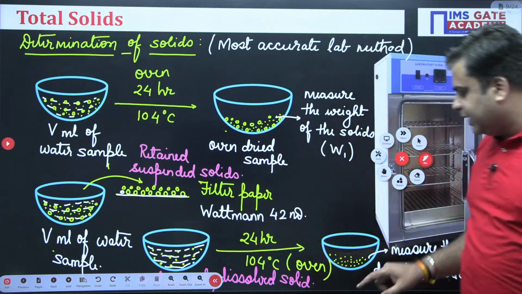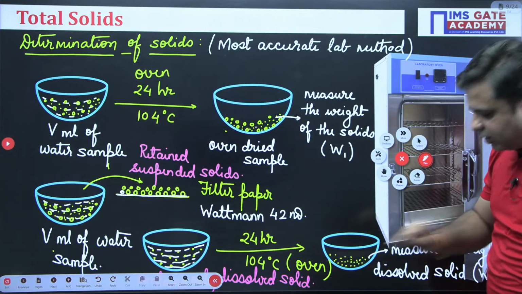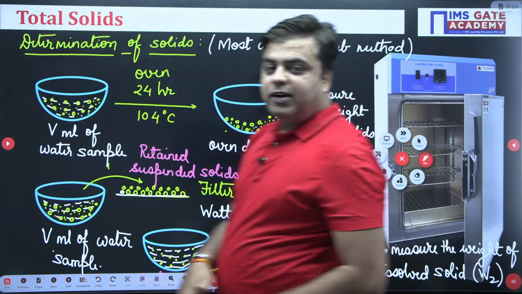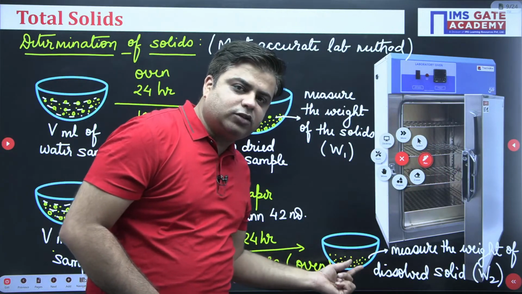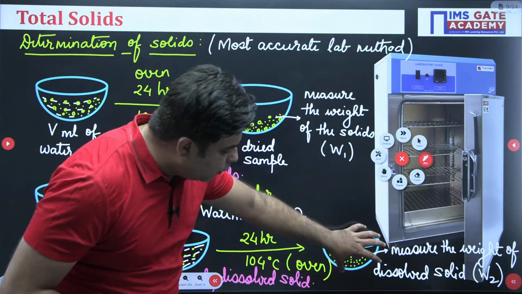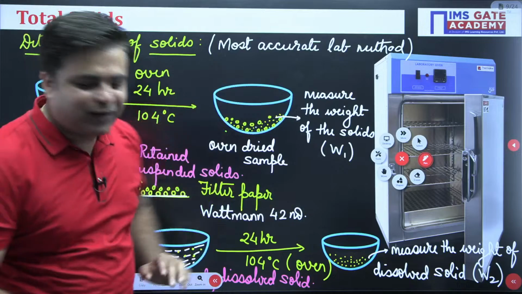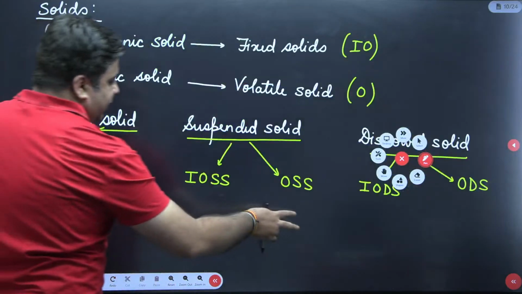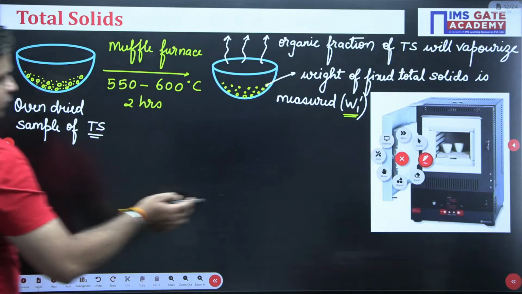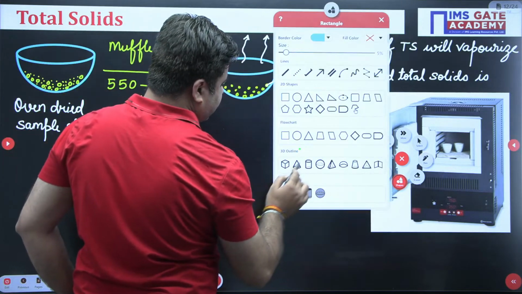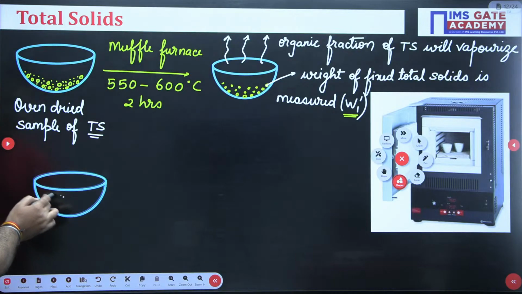Now the next thing that is left with us is this oven-dried sample of the dissolved solids. This is the oven-dried sample of the dissolved solids that only contains the dissolved solids. So you take this oven-dried sample of the dissolved solids and again you place it in the muffle furnace. This is the oven-dried sample of dissolved solids.